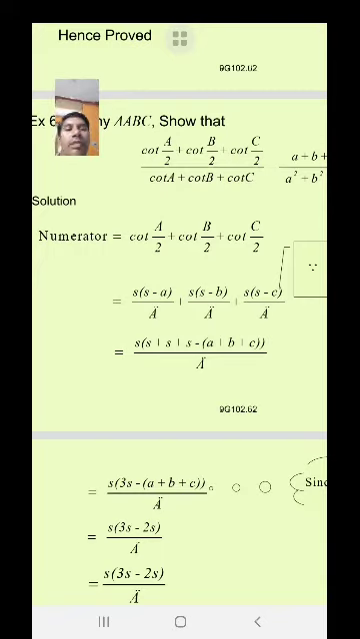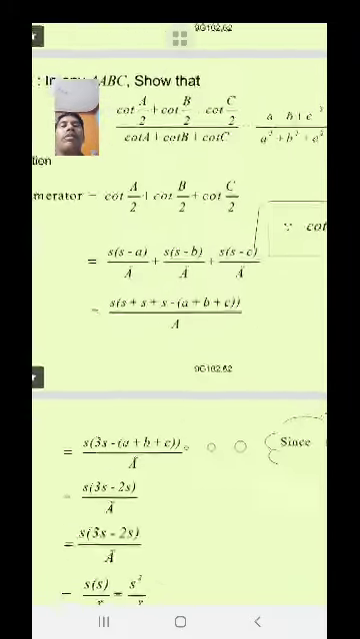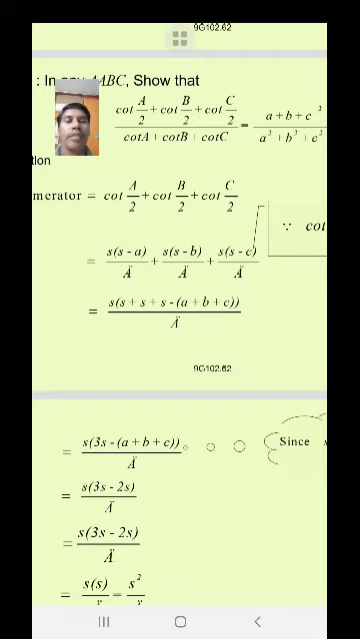First in the solution, take the numerator part of the LHS, that is cot A/2 + cot B/2 + cot C/2. Cot A/2 we can write as S(S − A)/Δ. Similarly, cot B/2 we can write S(S − B)/Δ, and cot C/2 we can replace with S(S − C)/Δ.